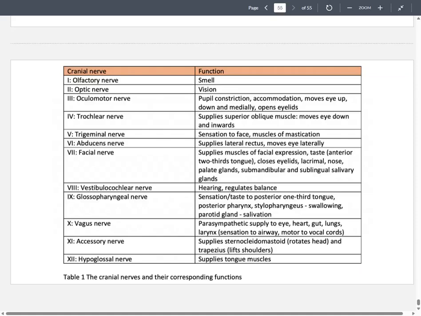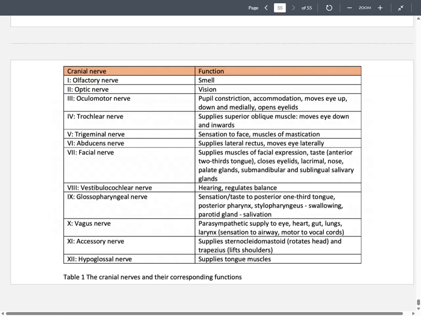It's also going to be, I misspoke earlier. Oculomotor is going to be involved in opening your eyelids. It's the facial nerve that is involved with closing your eyelids. I misspoke. This nerve is also going to be involved with your lacrimal gland, which is your gland that secretes tears. It's going to be involved with various nose and palate glands, submandibular and sublingual salivary glands. So it's involved in quite a bit.